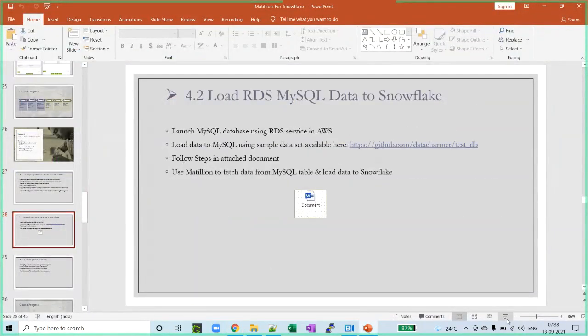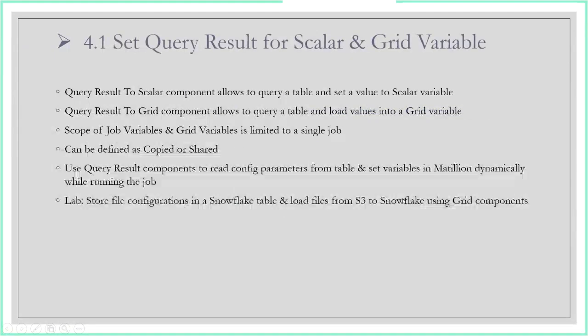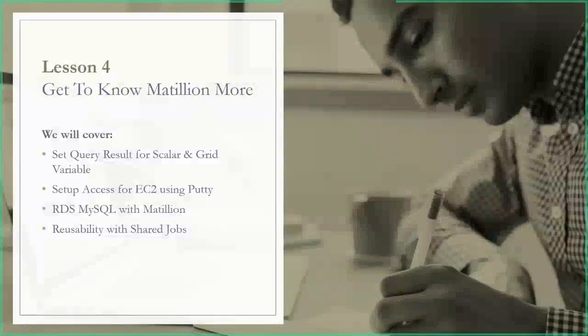Now today there is a different topic. Today, we'll check how we can access our EC2 machine. As I have been saying continuously, our Matillion is installed on that EC2 machine that we have launched. So we'll see how we can log into the EC2 machine. There are different ways actually, but we'll see using PuTTY.